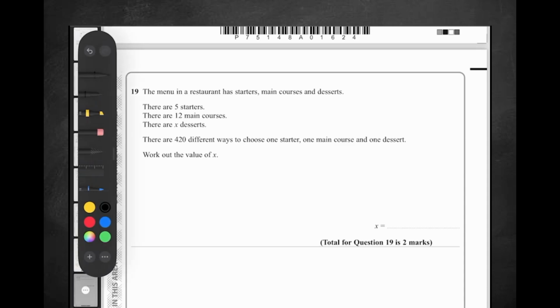Well, that is simply going to be 420 divided by 5 divided by 12 equals X, which is the same as saying 420 divided by 60, as 5 times 12 is 60. Therefore, X equals 7.